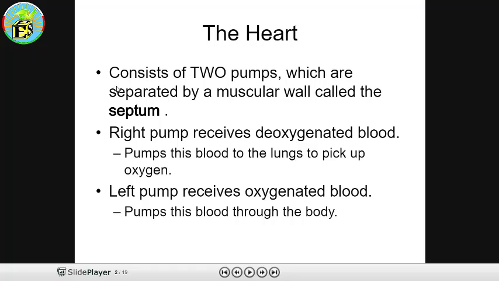If you can see, it's mentioned here that the heart consists of two pumps. As you know, our heart pumps the blood, so of course it must need pumps to push the blood throughout our body. So it contains two pumps which are separated by a muscular wall called septum. Both chambers are divided by a muscular wall made up of muscles, and its name is septum.